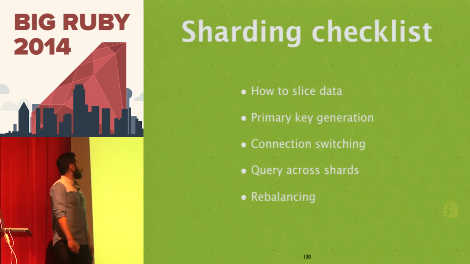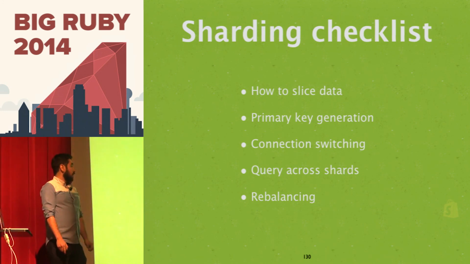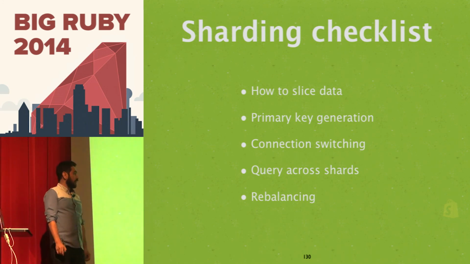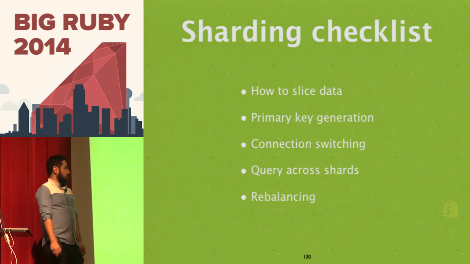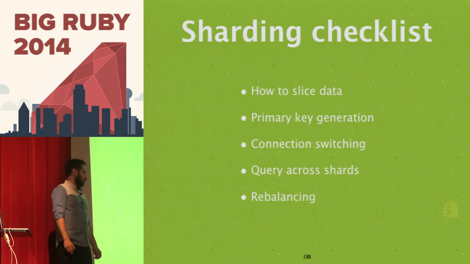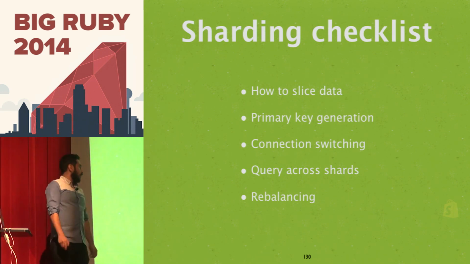So this is what we came up with. This is what you need to do when you want to shard your application. You need to know how you're going to slice your data. You need to do something about primary key generation. You need to come up with connection switching at some point. And the two at the bottom, you want to figure out if you want to rebalance at all. Maybe you can just start a new shard and go from there. And how to query across shards, if you even want that.